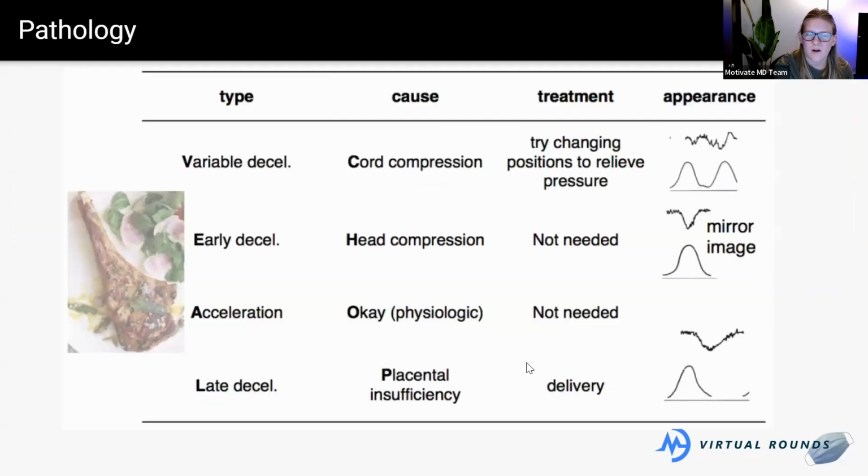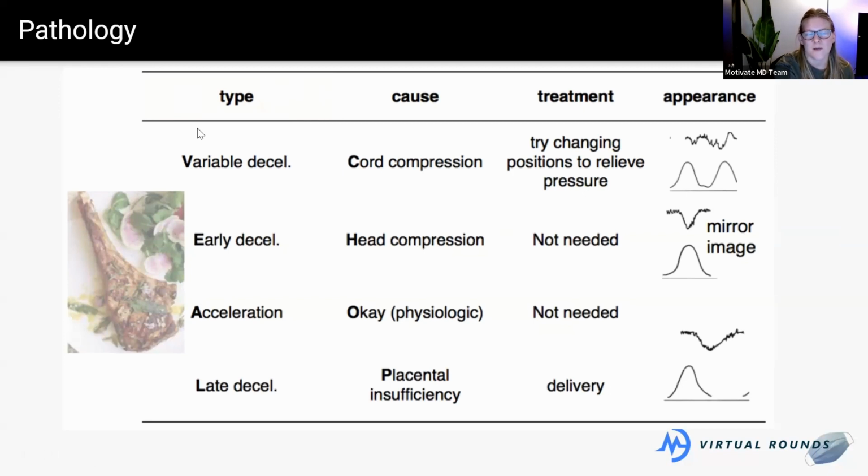Okay, so this is the other part of categorizing fetal heart rate strips. There are 4 different types of accelerations or decelerations that we want you guys to be able to recognize. A good mnemonic for this is VEAL CHOP. So here's this nice little veal chop on the side. We'll go through what each of these looks like, but just to review all 4 of them.